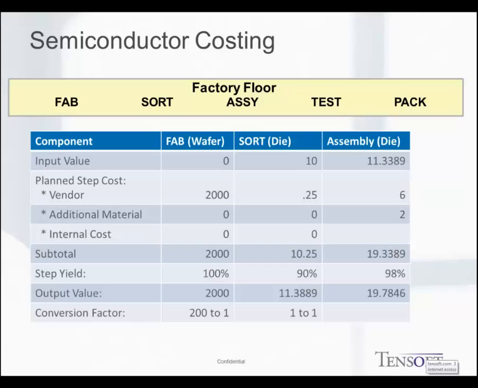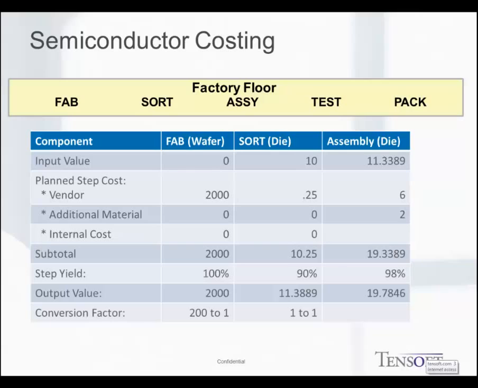My example continues here through assembly, where I have 11.3389. I'm adding a couple types of step costs. I've got a supplier who's charging me $6 for the assembly process. I'm providing the substrate at $2, and so $19.3389 for the subtotal, and then I've got a planned yield of 98% because they break some die, getting them ready, and then putting them in the forms and so on to go through the line. And so my planned cost there again, yielded, is 19.7846.